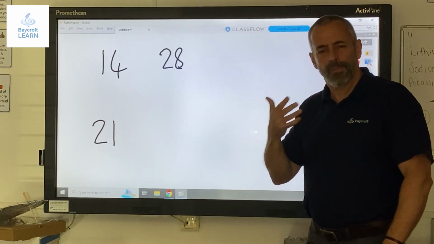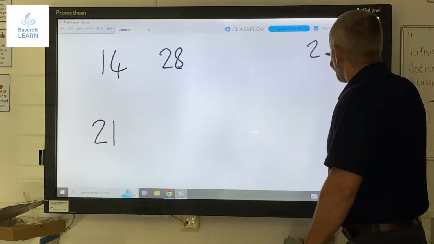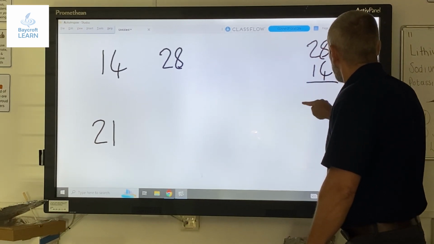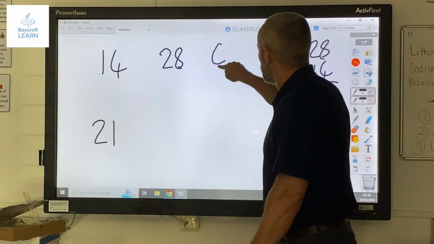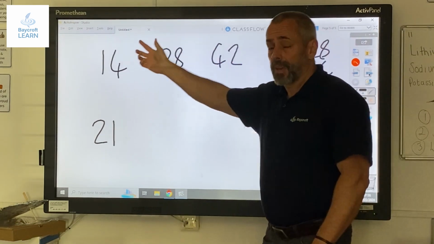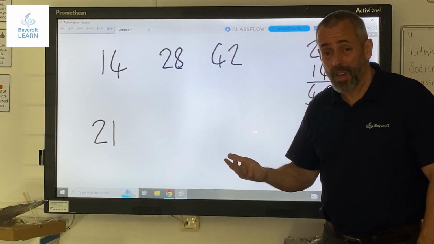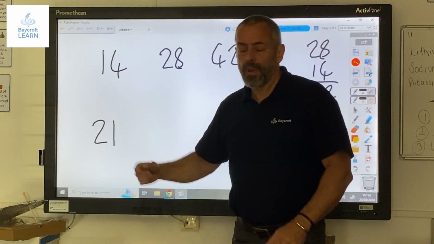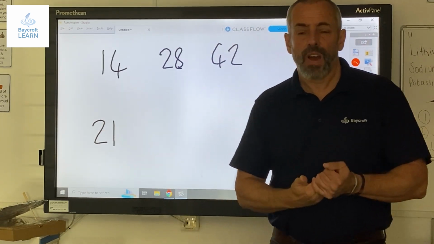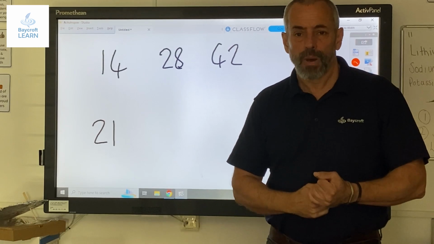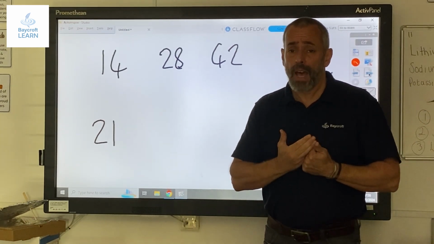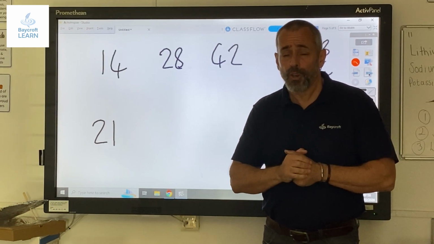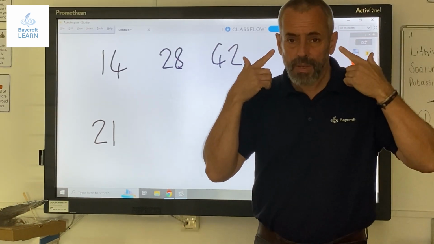28 add another 14 might be tricky. So I'm just going to do column addition. 8 plus 4 is 12, 2 there, 1 down here, 2, 3, 4, 42. 42, add 14. I'm going to use my columns again, and I'm going to do the same with the 21s until I find the lowest number that appears in both lists. I'm not going to go into any more detail than that because we cover this quite a lot, but it's a really, really good one to keep in our minds, okay?